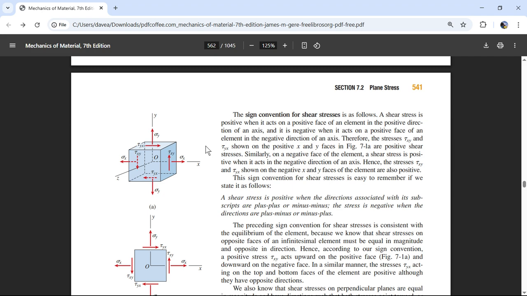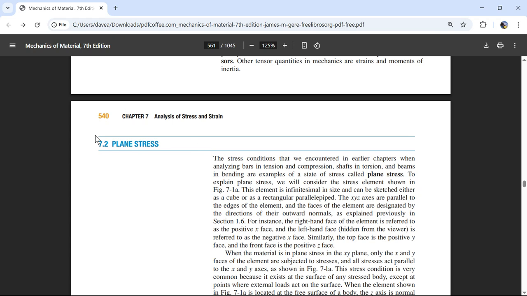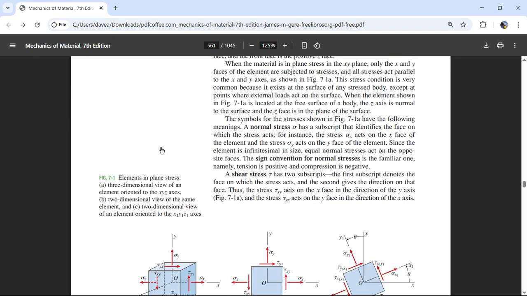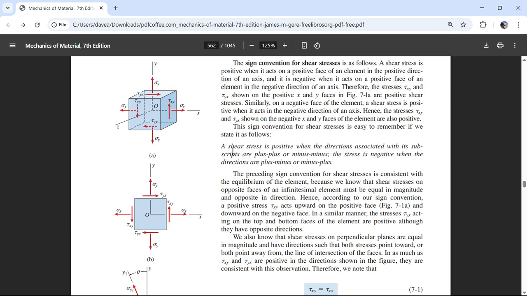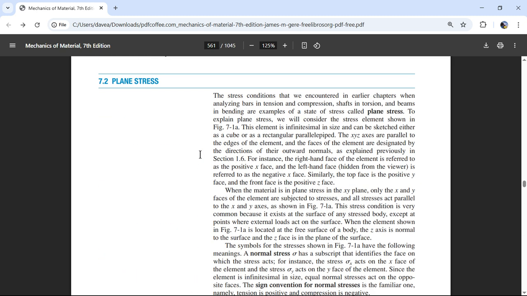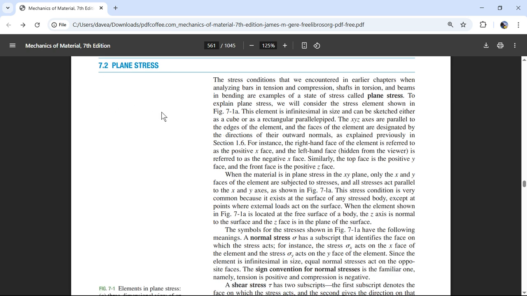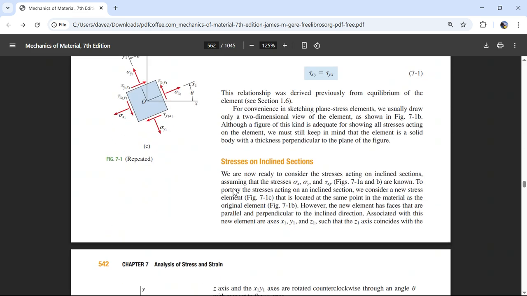Now, for analysis, this section is going to be on plane stress, so there are no stresses in the z direction. It's all in the x and y. Sometimes it's hard to see the forest for the trees, with a lot going on here. Plane stress means there are no compressive or tension forces in the z direction, and no shearing in the z direction.